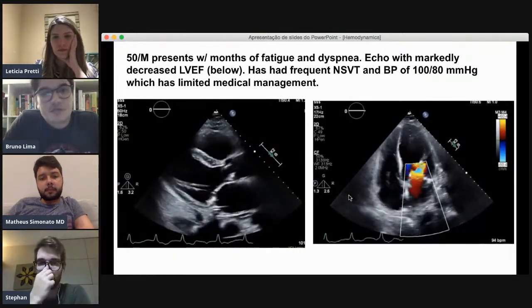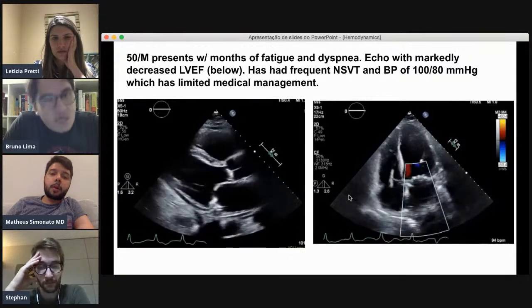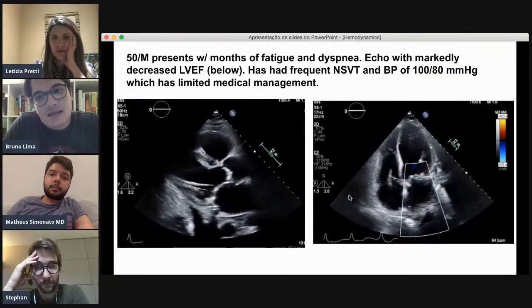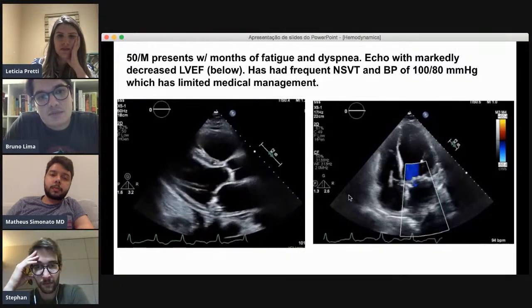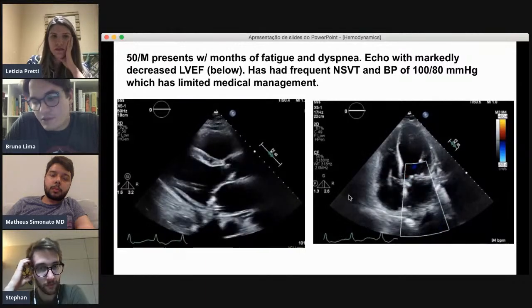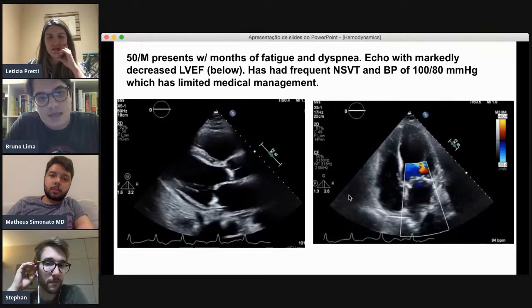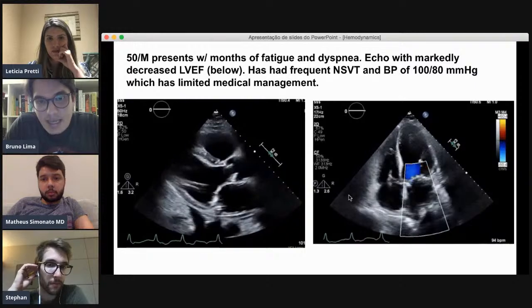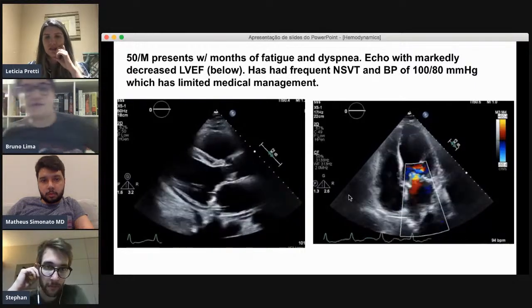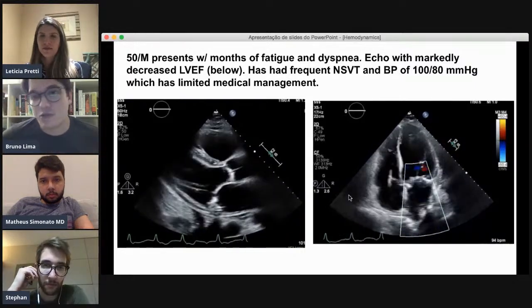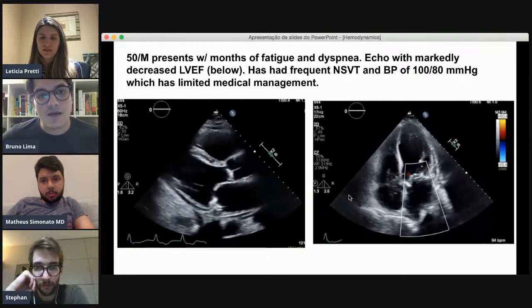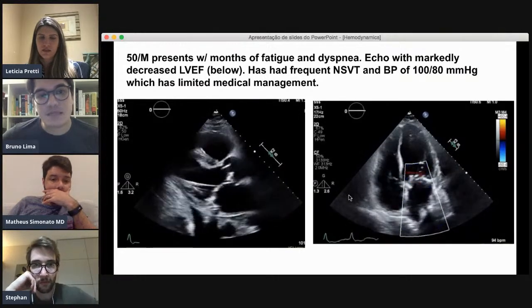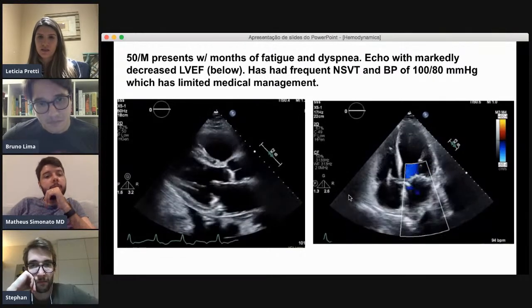So he's a 50-year-old guy. He presents with months of fatigue and dyspnea. His echo shows markedly decreased left ventricle ejection fraction, as you can see below. And he had frequent episodes of non-sustained VTs. His blood pressure is 180, which has been limited by medical management.